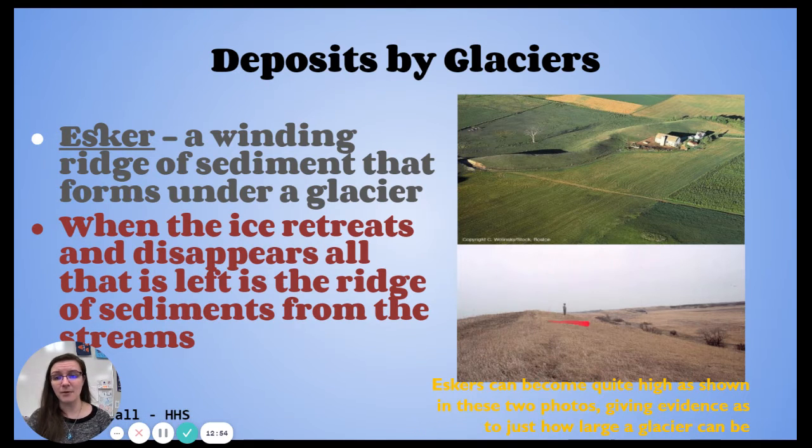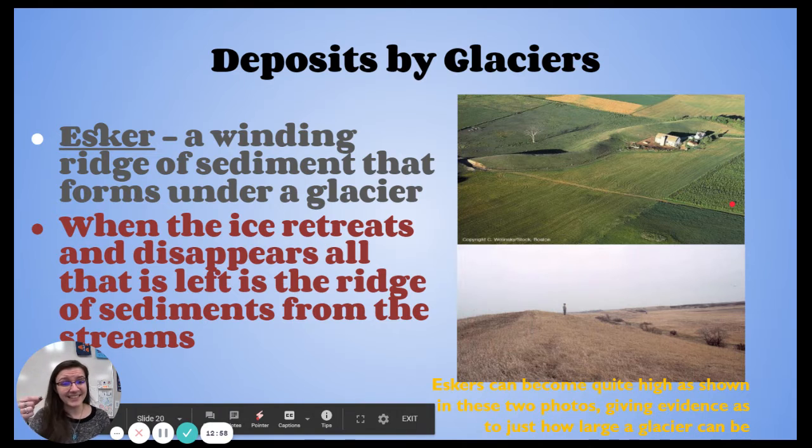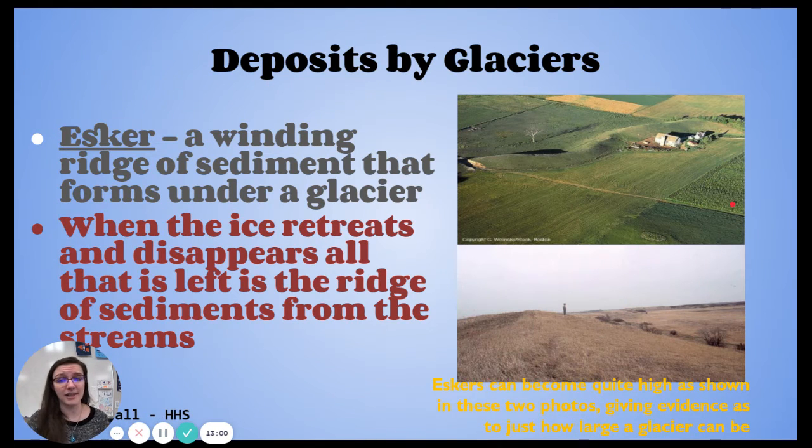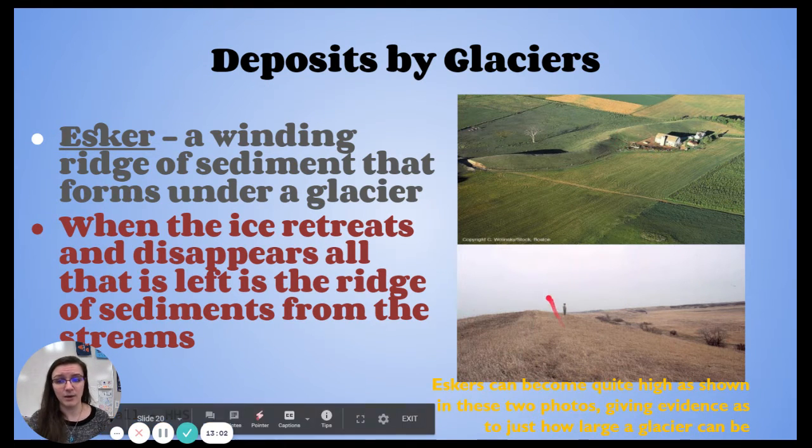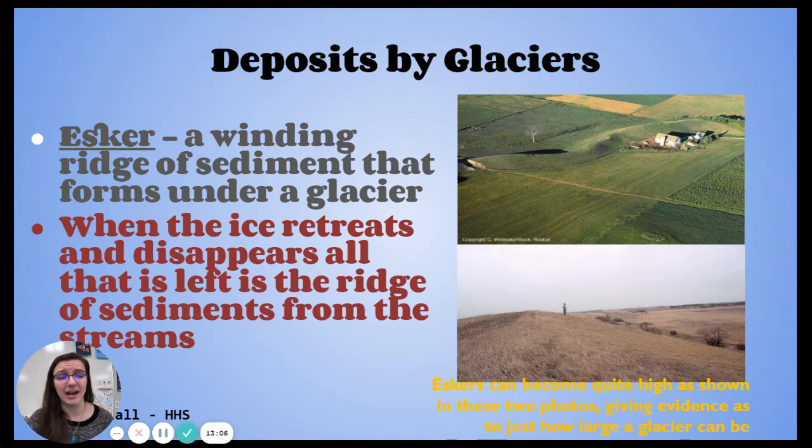They can be pretty big. I mean, here is a house or a person for comparison. So if this is a little ridge under a glacier that is the size of a house or this tall compared to a person, imagine how big the glacier had to have been then. Glaciers are typically huge things, miles wide, a mile or so deep, miles and miles long. They are massive.